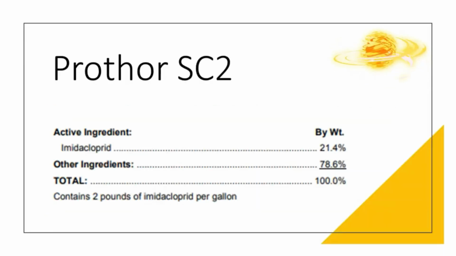ProThor SC2. Active ingredient is imidacloprid, 21.4%. Other ingredients are 78.6%, and it contains 2 pounds of imidacloprid per gallon.